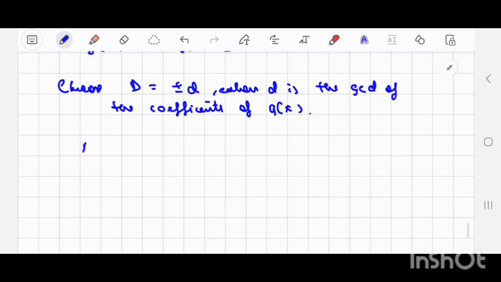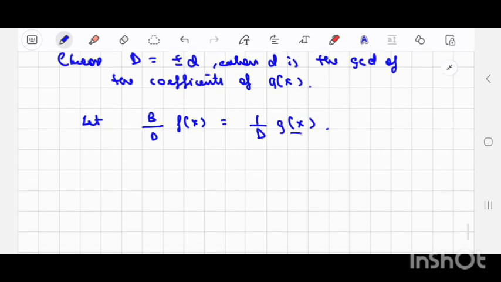Okay. So what should b by D times f of x be? This should be 1 by D times g(x), right? Is it clear? But then what happens? See, this D is the GCD of all the coefficients of g(x), so this is still a polynomial over the integers, right? And it's a primitive polynomial, because we have taken all the common factors and divided the polynomial by that, so it's primitive. What is the next step?